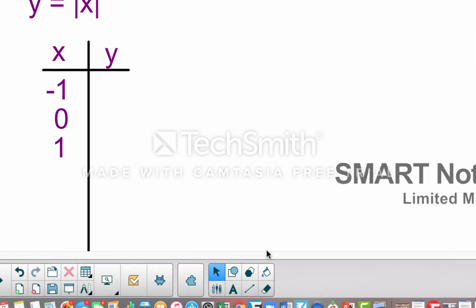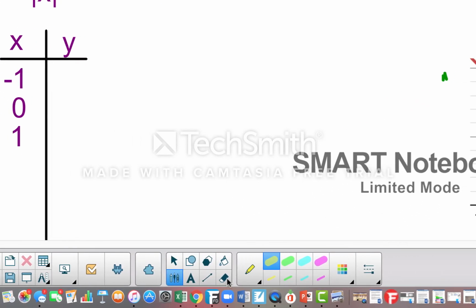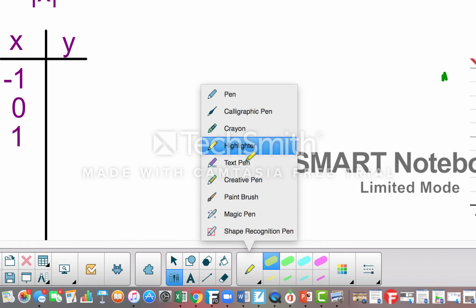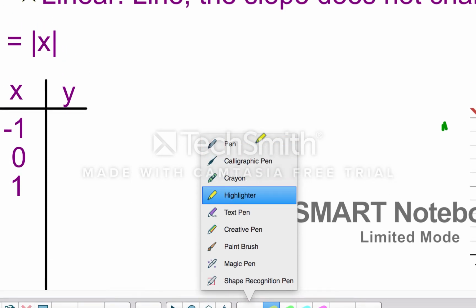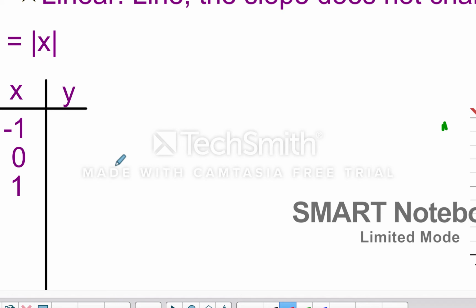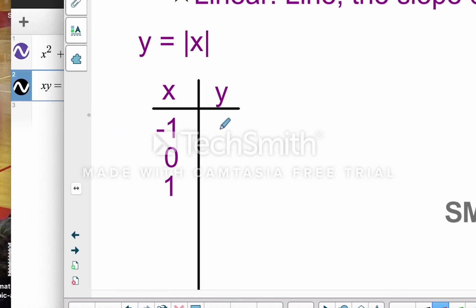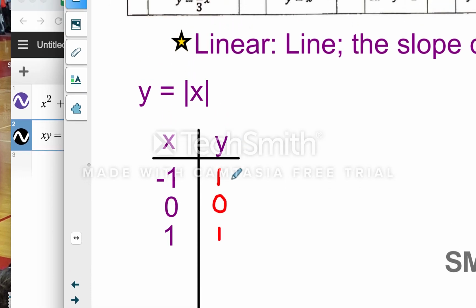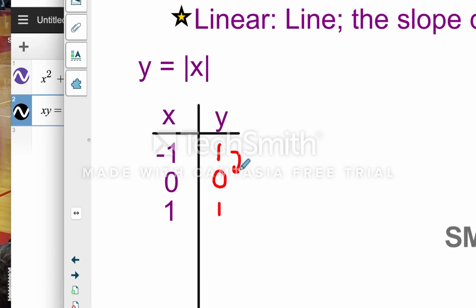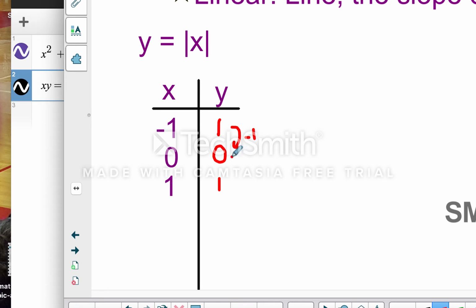So if x is negative 1, well, then the absolute value of negative 1 is 1, because negative 1 is 1 away from 0. And if x is 0, again, it's 0 away. And if x is 1, well, 1 is 1 away from 0. If you notice here, the change in y is going down 1, and then it's going up 1. So the change in y, it was negative, and then it was positive.